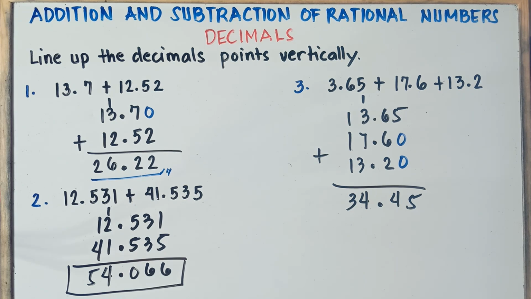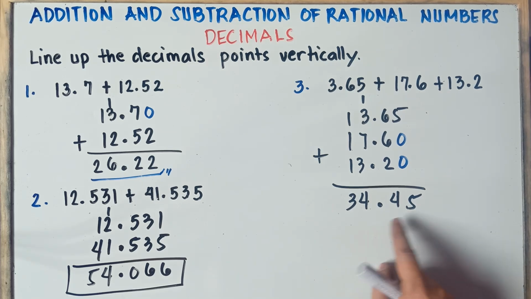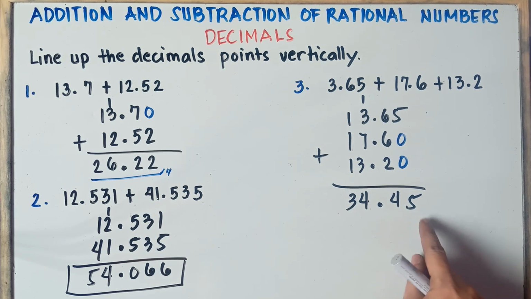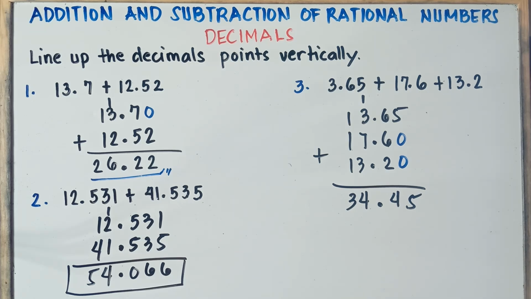So 34.45. How will you read this one, class? In words. That's correct. That would be 34 and 45 hundredths. So tenths, hundredths. So 34 and 45 hundredths. Alright, so let's proceed now, class, to subtracting decimals.